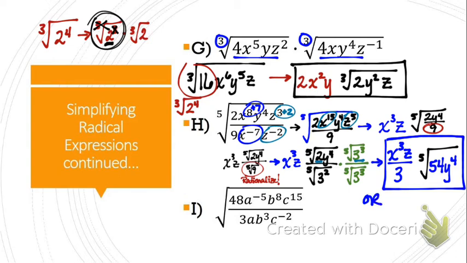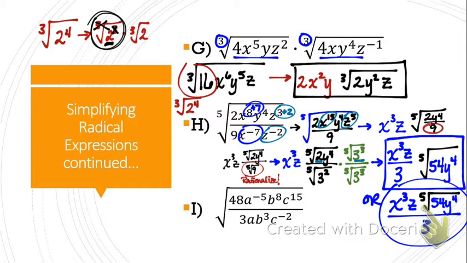or you can have the root up in the numerator. It could be x cubed z, fifth root of 54 y to the fourth, all over 3. This is probably the way I would choose to enter it into Canvas, because then I have everything in my numerator slash my denominator. So either one of those would be considered correct. So far, so good? Okay.